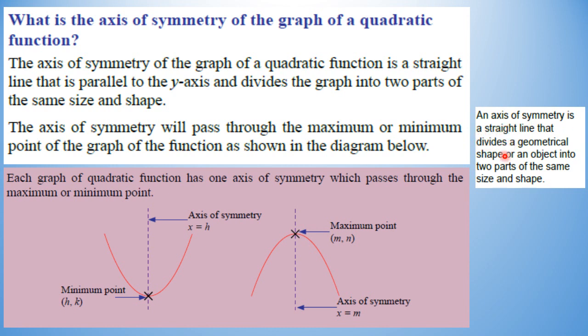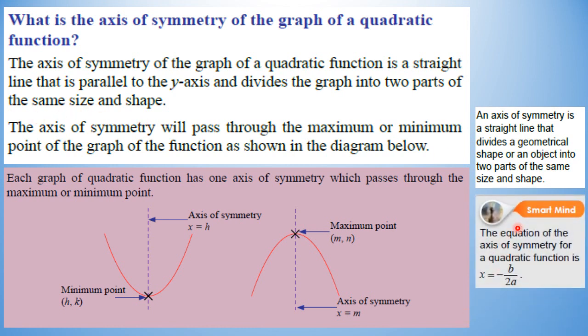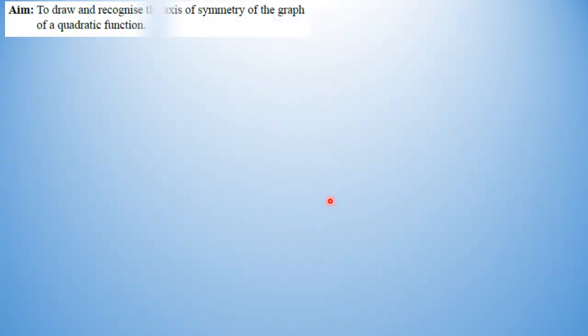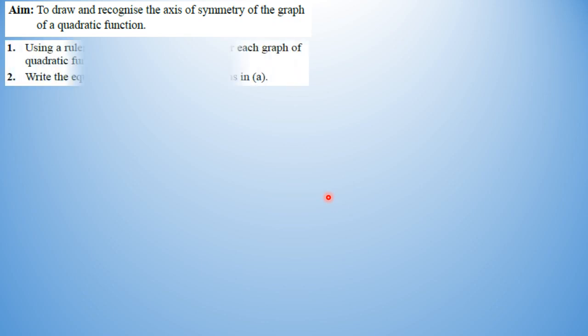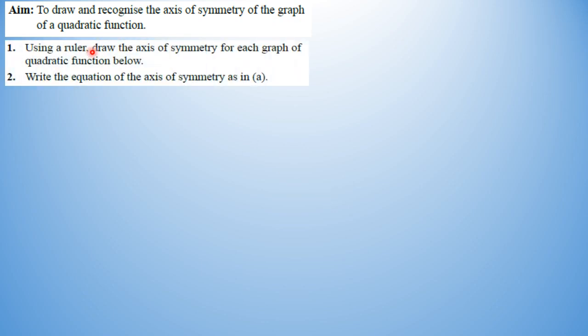An axis of symmetry is a straight line that divides a geometrical shape or an object into two parts of the same size and shape. This one was already mentioned. And for your knowledge, the equation of the axis of symmetry of a quadratic function has the formula x equal to negative b over 2a. Next, we learn how to draw and recognize the axis of symmetry of the graph of a quadratic function.